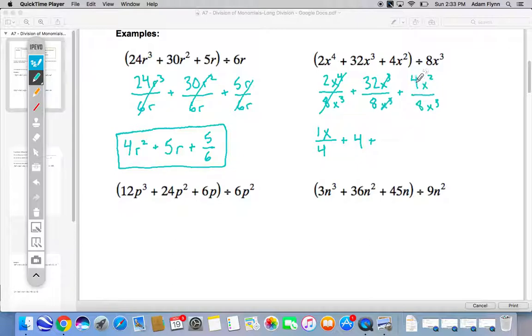Now my last term here, I have 4 divided by 8, which I know is 1 over 2. And I have x squared divided by x cubed. So that's the same thing as 2 minus 3, which is negative 1. So I would have x to the negative 1 in my numerator. So I would have to move it down to my denominator and make it x to the first power, or just x. So this would be my final answer.